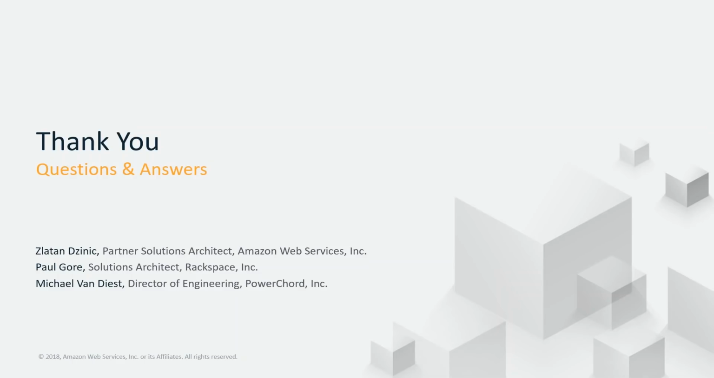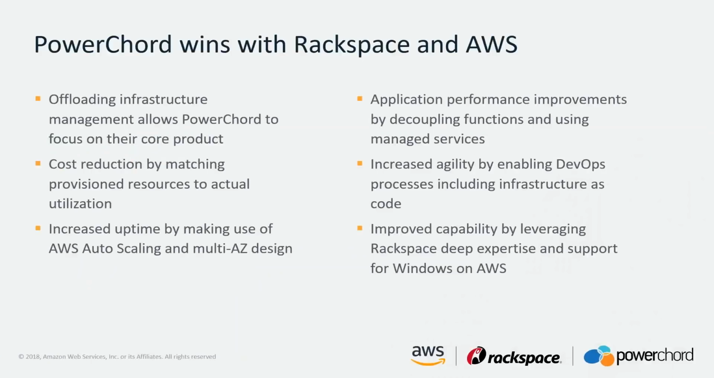I think that covers it, unless I accidentally skipped. I did. It moved a little fast on me there. So what are some specific wins that PowerChord had with Rackspace and AWS? So number one, we've covered it. They were able to offload infrastructure management so that they could focus on their core product. Michael talked about how important that was for them.